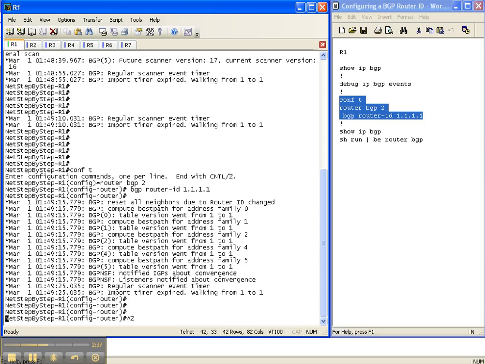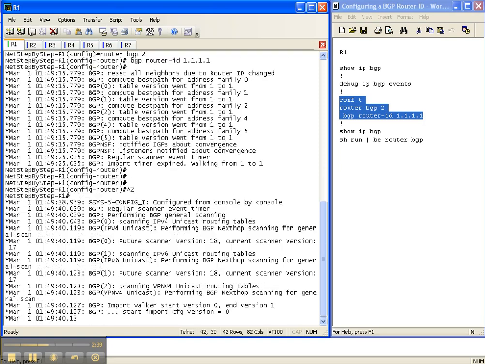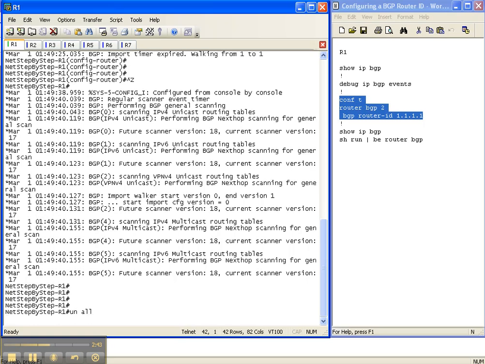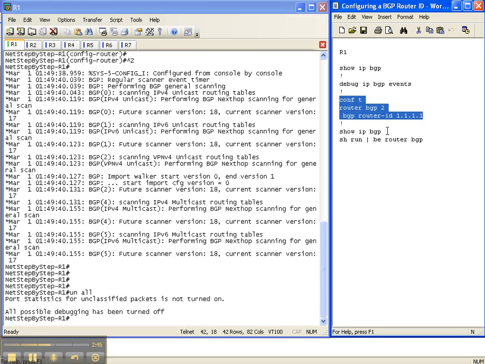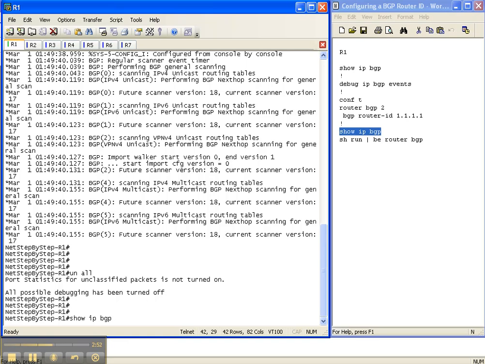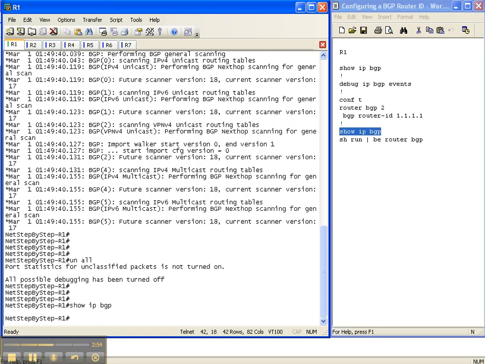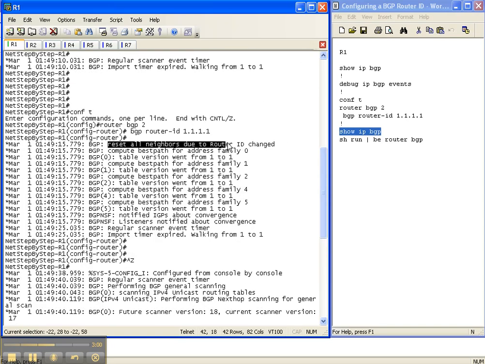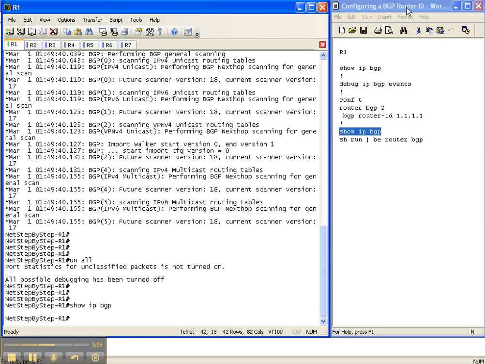So I'm going to go ahead. We saw that that command took. We see that the router acknowledged that it took. So I'm going to turn debugging off. Now let's do our verification show command of show IP BGP. See if anything has changed from before. And no, it hasn't. We still don't have anything. We know the command took because of the debug that we ran, and it reset due to router ID changed. So we know that took.